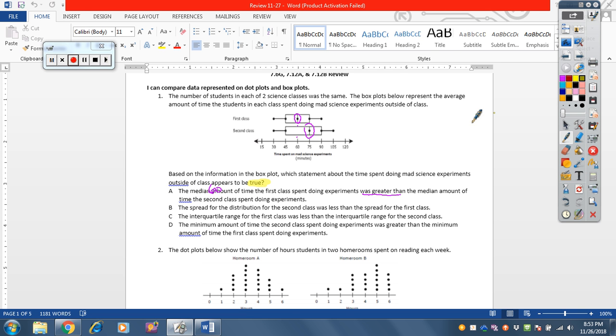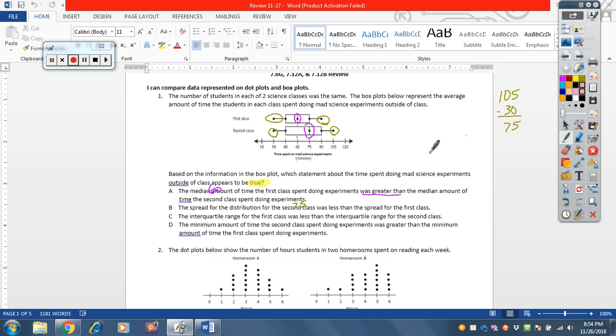B says the spread for the distribution for the second class was less than the spread for the first class. So spread is the largest number, the greatest number, minus the least number. So 105 minus 30, the spread for the second class is 75. You're going to find the spread for the first class and decide if that's true or not. Is 75 less than the answer you get?